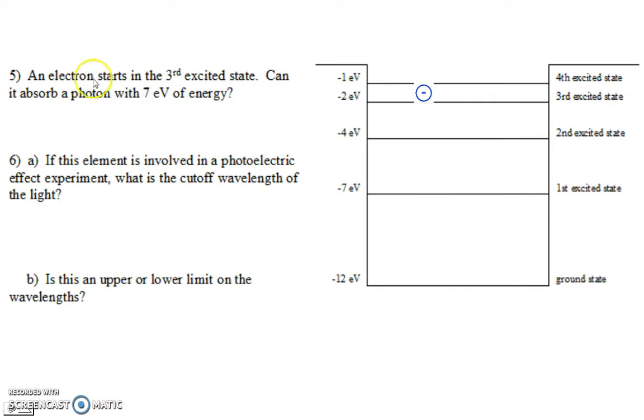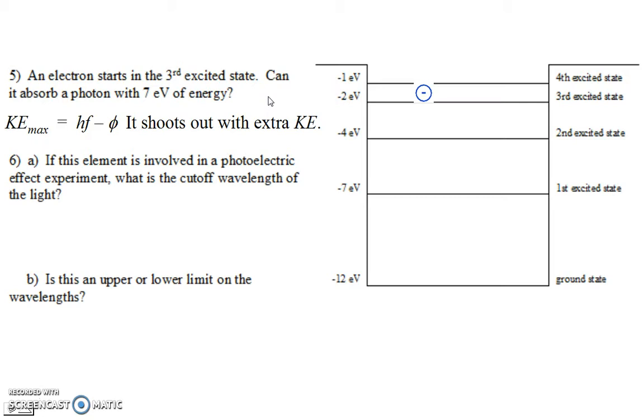All right, number 5. Electron starts in the 3rd excited state. Can it absorb a photon with 7 electron volts of energy? Well, of course it can, just like before, right? It just has extra. KE max equals hf minus phi. So, phi really here is 12 electron volts, but now we're sort of like resetting the bar. So here it's missing 2 electron volts. If you give it 7, well, it has more than it needs. So it would come out with an extra 5 electron volts of kinetic energy.